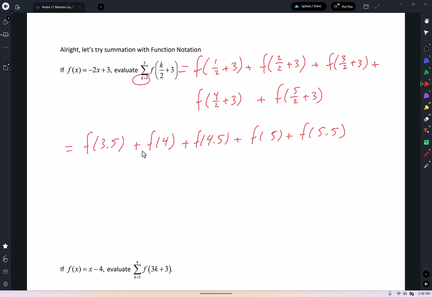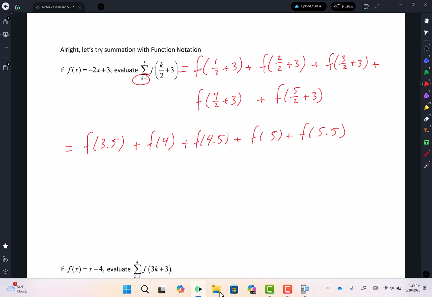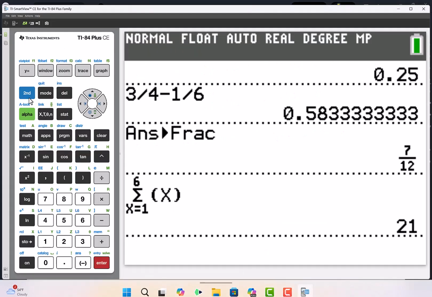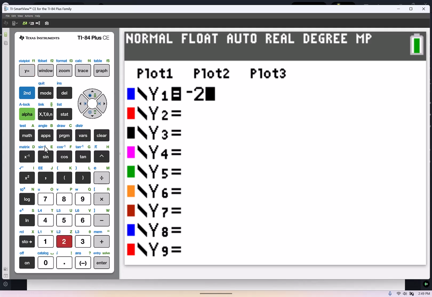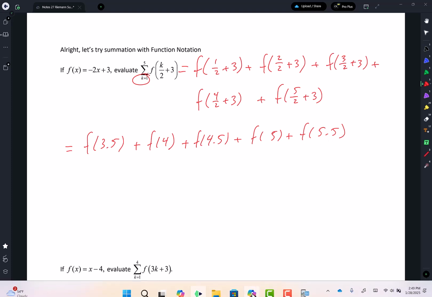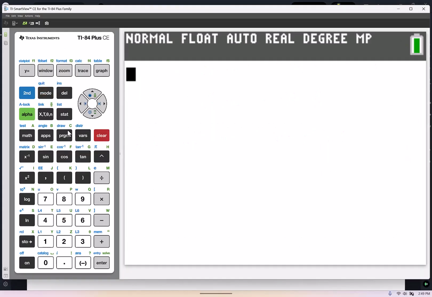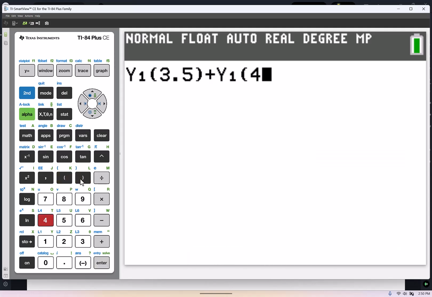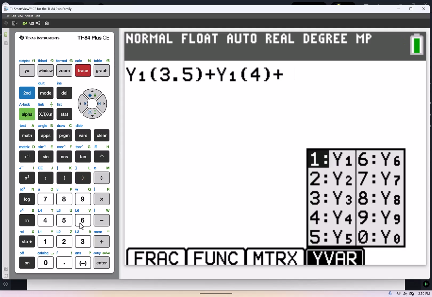Shav, how am I going to do that so fast? You don't. I mean, I guess you can, but I would just type it into my calculator like this. Negative 2x. What was it? Plus 3? Like that? Negative 2. Yep. So I'm just going to type this into y1 like this. Clear. Alpha trace y1. And what was the first one? 3.5? Plus alpha trace y1, 4, plus alpha trace y1.